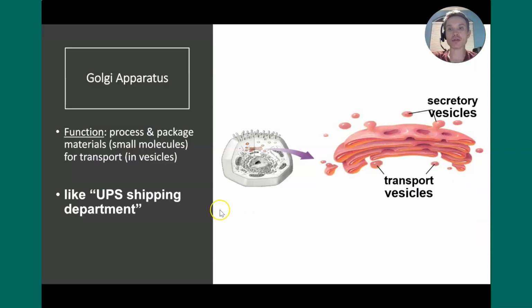Our next stop is the Golgi apparatus. Think of the Golgi apparatus like the UPS shipping department. The purpose of this organelle is to process and package material. So it arrives in vesicles. If it's a protein, there may be folding involved, modification, and then it is packaged in these vesicles and then shipped elsewhere in the cell. So you can see these excretory vesicles here that are fusing off of the Golgi apparatus.